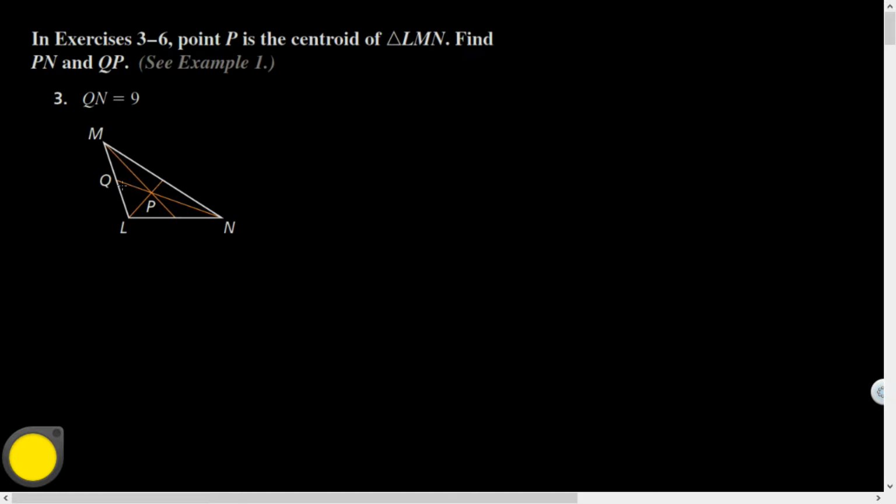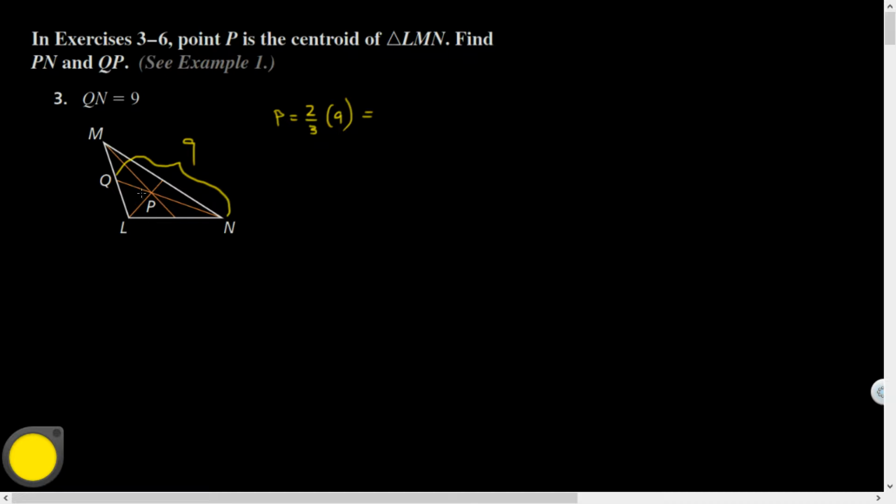It says if QN, so that's this entire length, is 9, they're asking us what are PN and PQ. So we talked about the fact that point P will be 2/3 of the way along the, let's see, this was a median, right? My mind went blank for a second there. There's a lot of vocabulary in this section. Make sure we take the time to remember it.